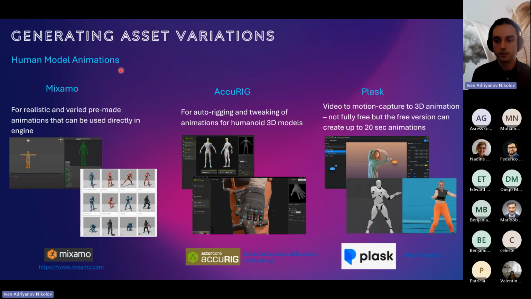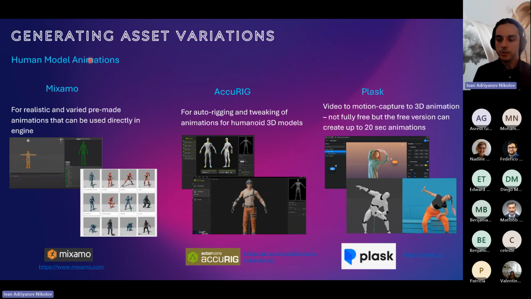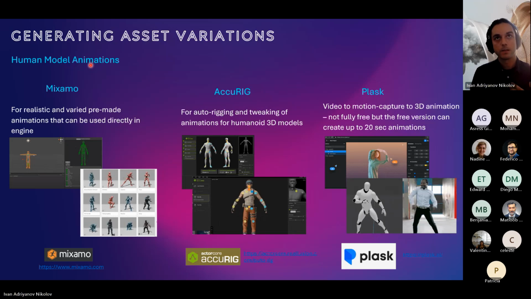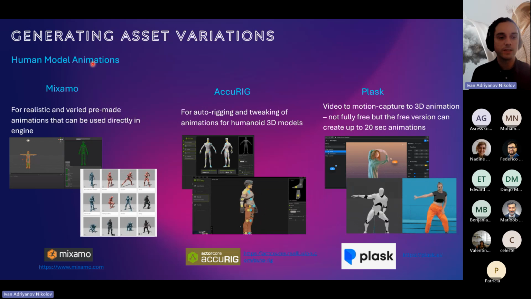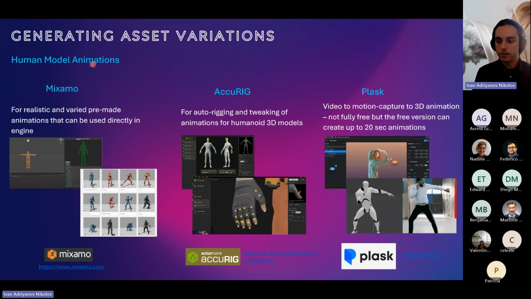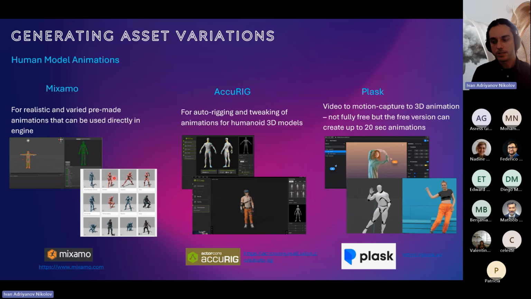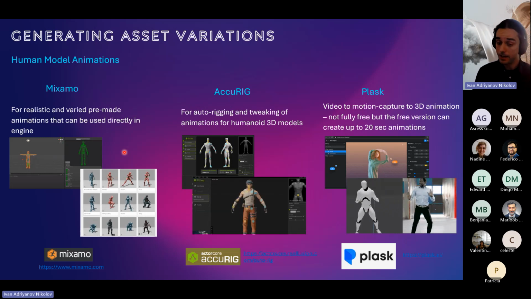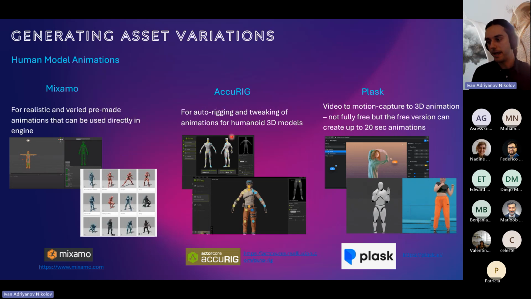They're part of Adobe. And what you get here is a nice database of pre-made animations that you can use directly in engines like Unreal or Unity or Godot. Straight away, we have everything that's rigged. We have a lot of animations, let's say like people walking, jumping, falling down, and I'll show you some examples of that later. And then we also have AccuRig.